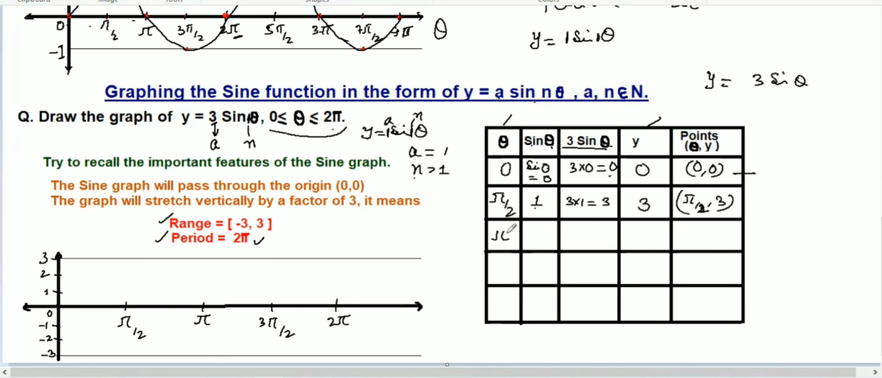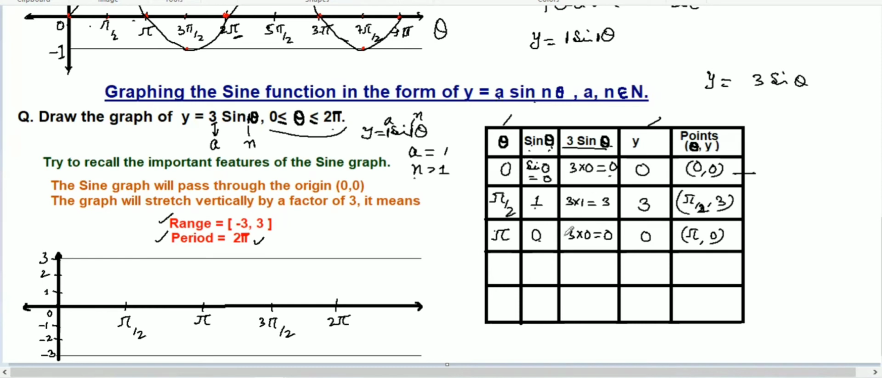Next will be pi. Now find the value of sine pi. If you put it in the calculator, sine pi, you will get 0. Then 3 multiplied by sine pi, sine pi is 0, so 3 multiplied by 0 is 0. The y value is 0, and the coordinate point will be pi, 0.